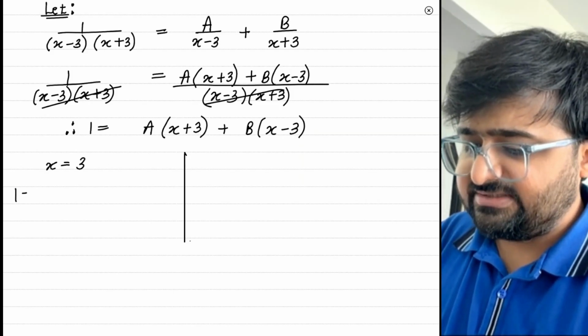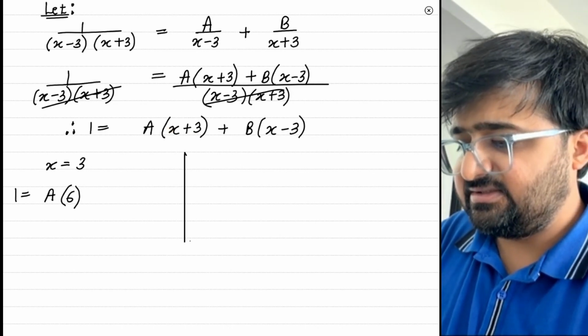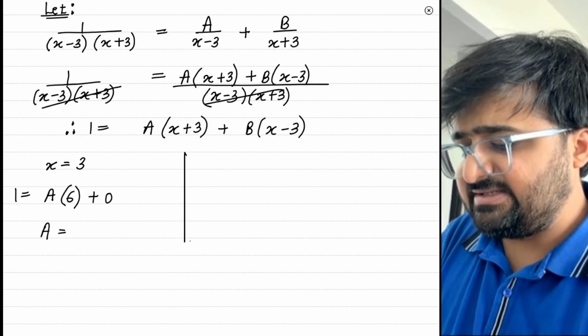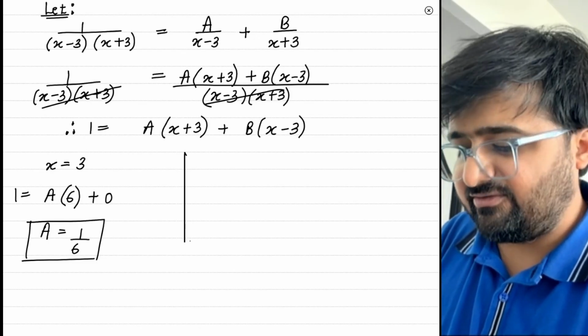So I get 1 is equal to a times, I have 3 plus 3 is 6 plus 3 minus 3, this will just become 0. So immediately I get a is equal to 1 over 6. How efficient was that method to find the value of a and b?